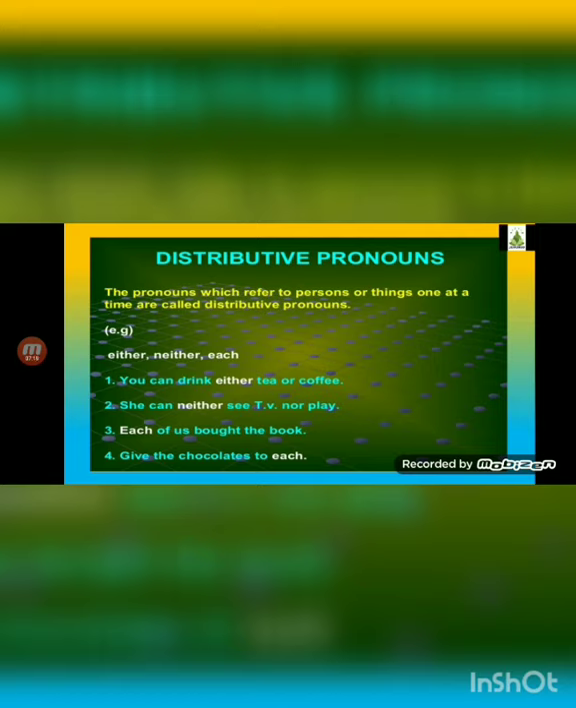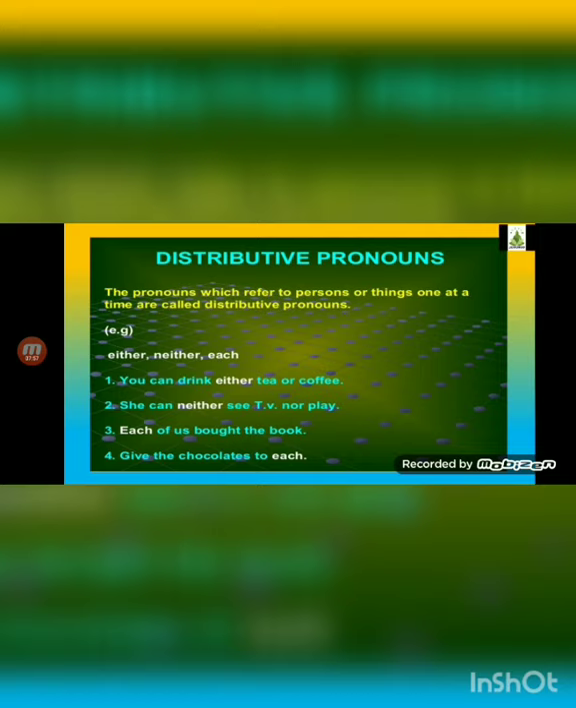The pronouns which refer to persons or things one at a time are called distributive pronouns. Examples are either, neither, each. These are some of the examples. So how do we use them? You can drink either tea or coffee. Whenever we are trying to differentiate between two things, we use either. You can either drink tea or coffee.